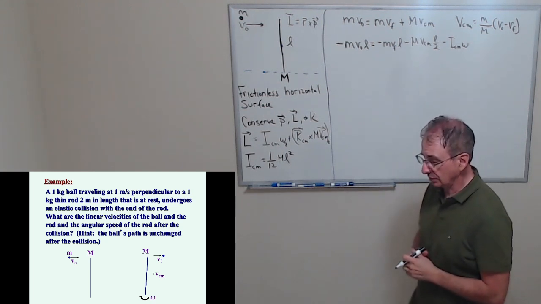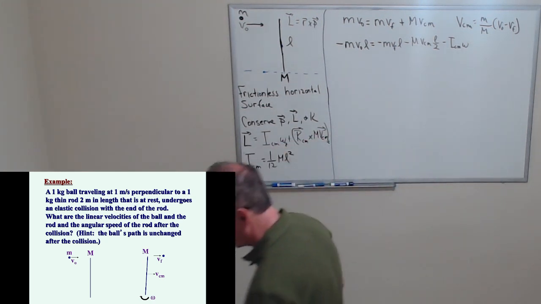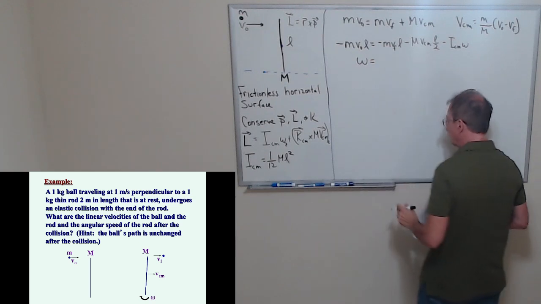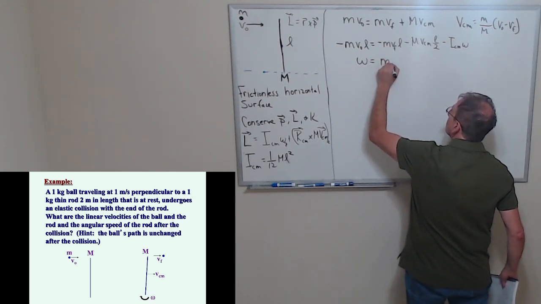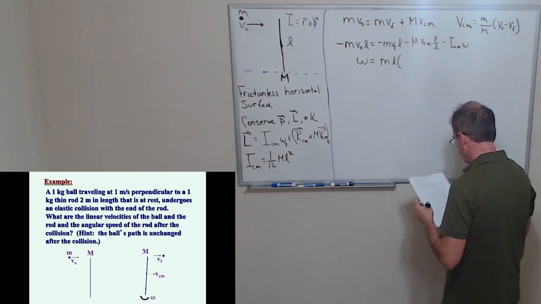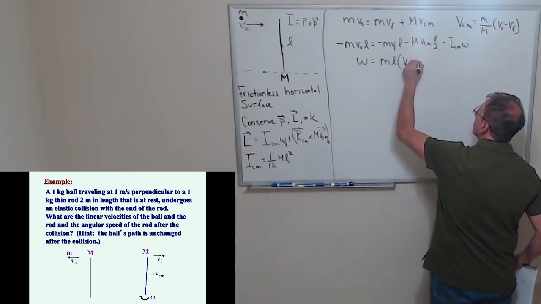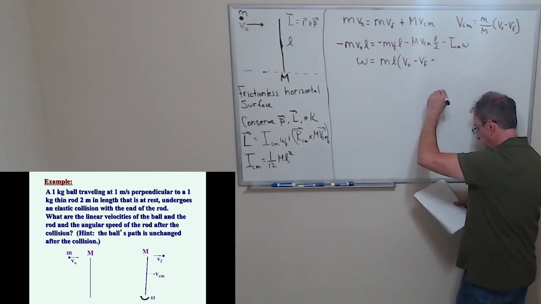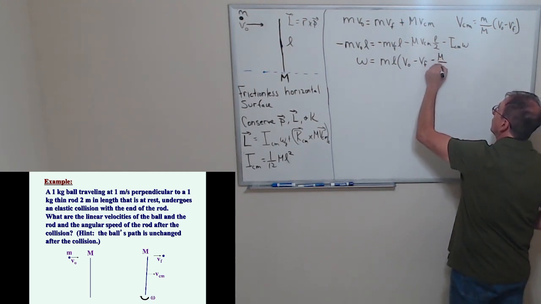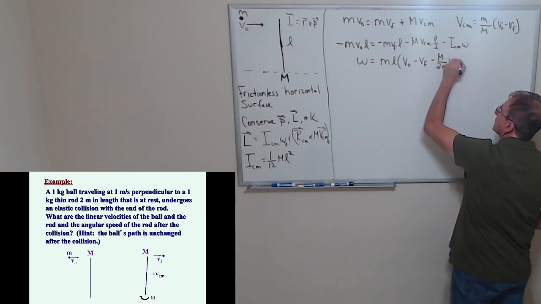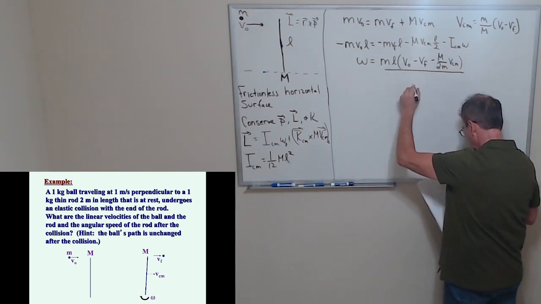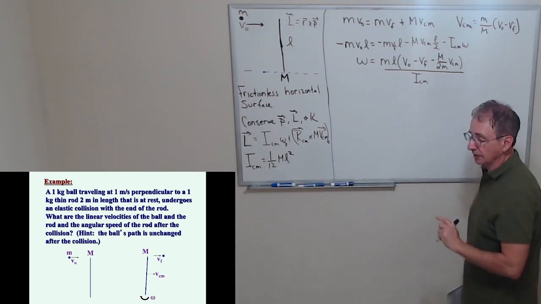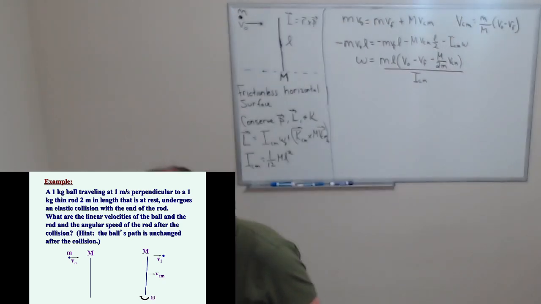All right, so what is omega going to look like? We're going to do a little bit of algebra. Again, I'm going to skip some steps. I'm going to get the following. Omega is going to be equal to m times L times v naught minus v final minus big M over 2 little m v center of mass, over I center of mass. So now omega looks much more complicated here than before.